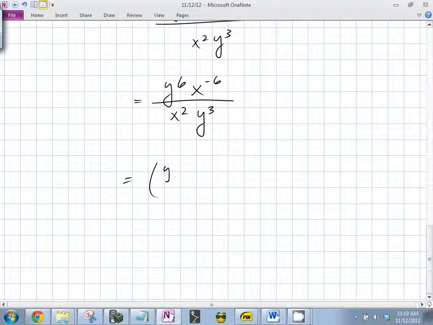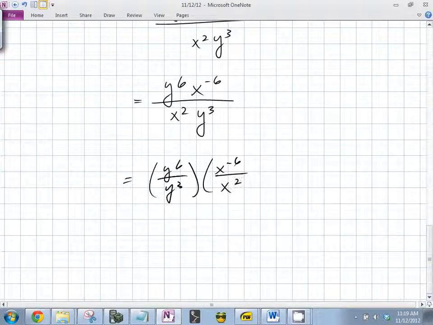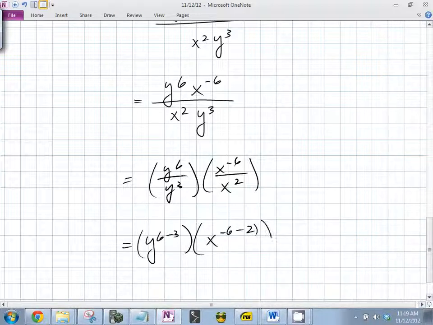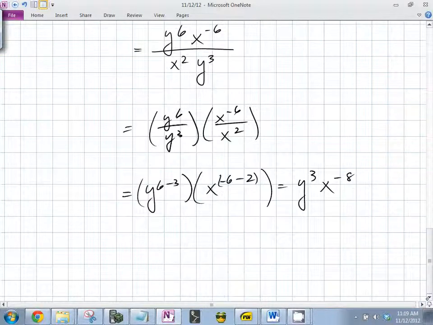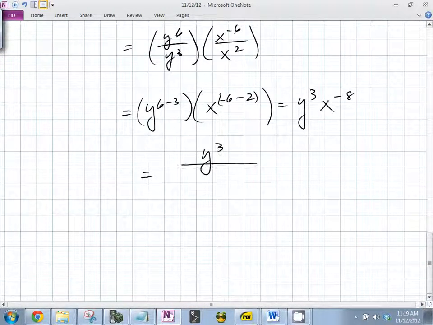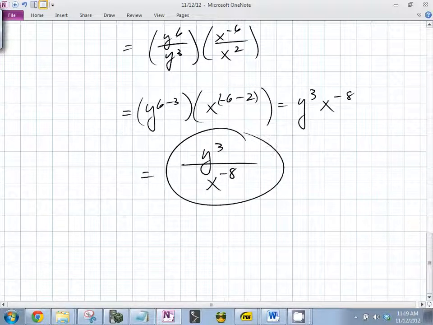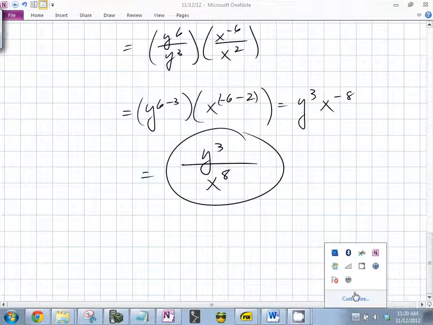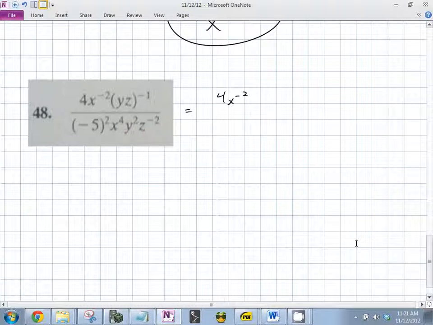I see y to the 6th over y cubed, and I see x to the negative 6th over x squared. So what's that going to be? Y to the 6 minus 3 times x to the negative 6 minus 2. So what's that going to end up being? Y to the 3 times x to the negative 8. So what does that turn into? Y cubed over x to the 8, yep, there it is. Yay, exciting.